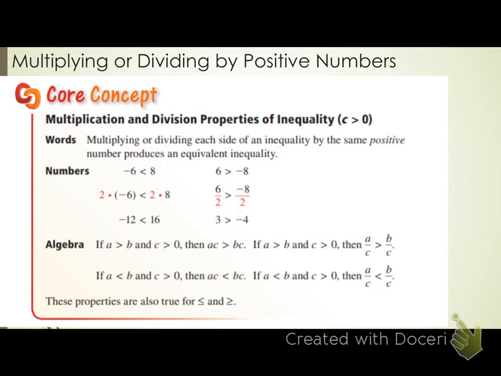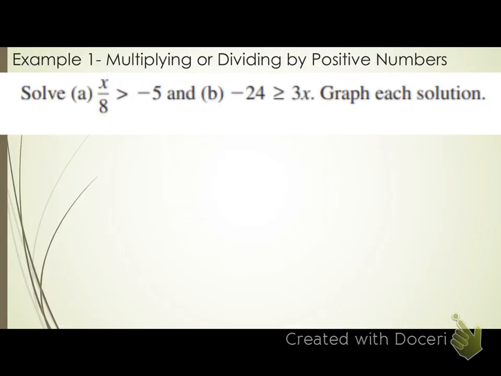So, let's look at some examples. Letter A. X over 8 is greater than negative 5. So, very similar to solving an equation, still using inverse operations. We just now have to keep in mind that any time we multiply or divide both sides by a negative, our inequality symbol flips. So, in this case, how would I get x by itself? If x is being divided by 8, multiply both sides by 8.